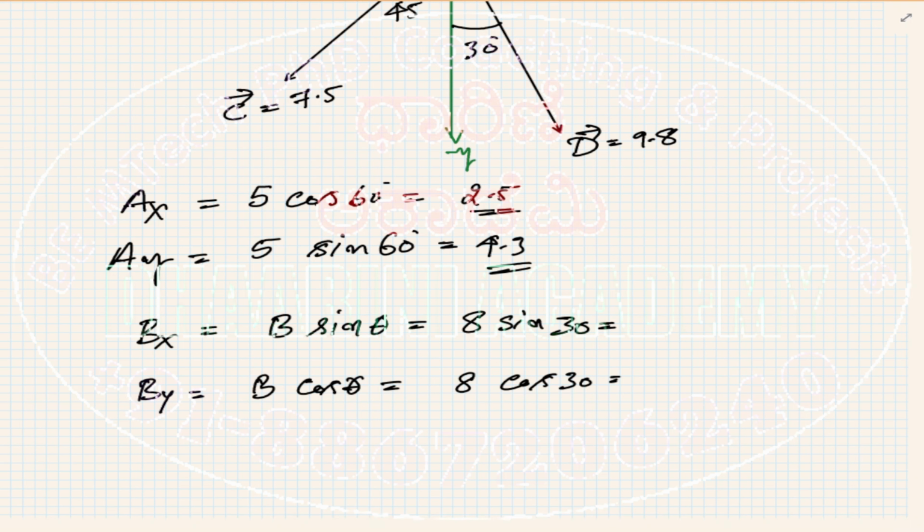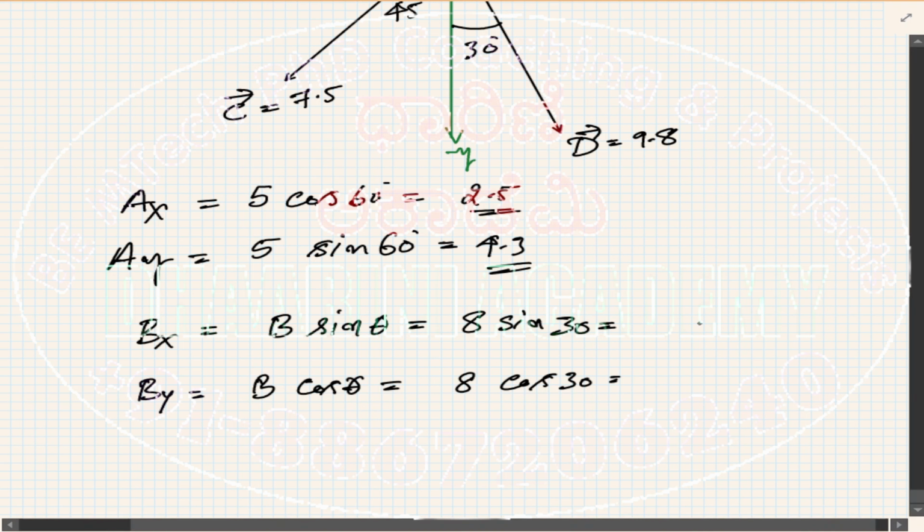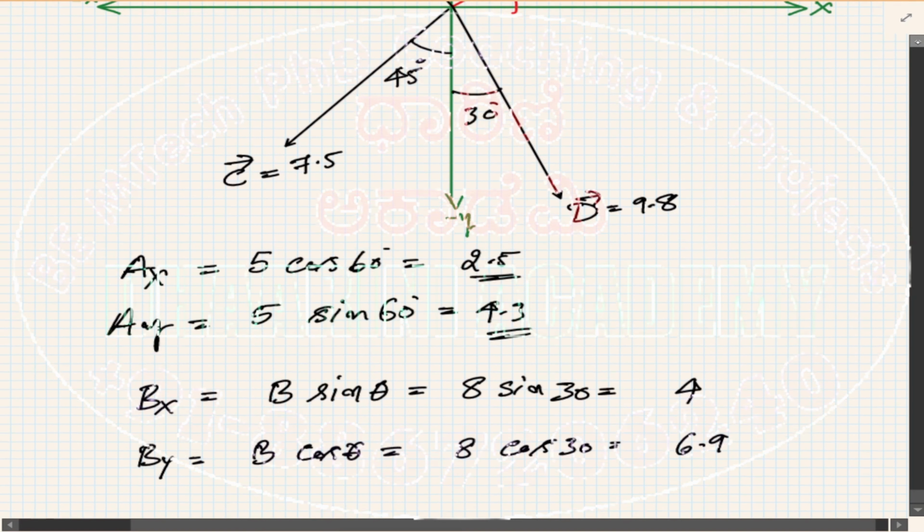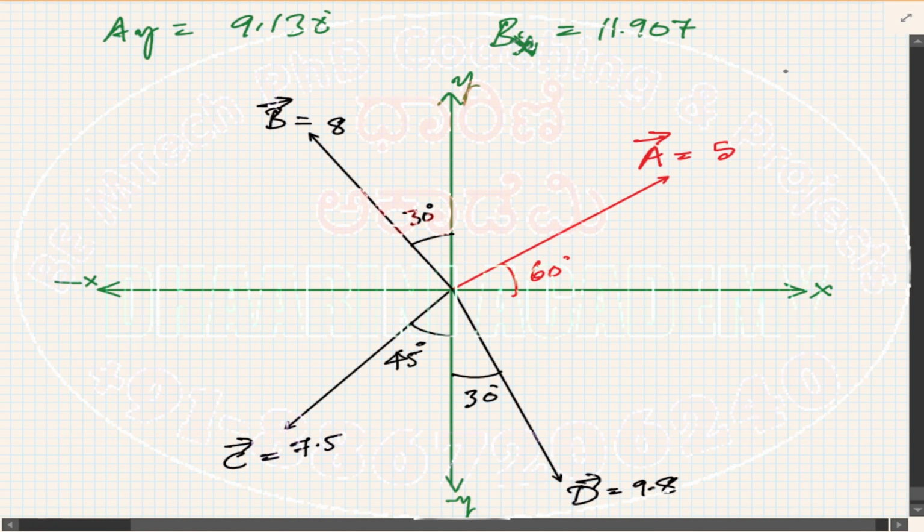So find the values. bx is equal to 4 and by equals 6.9. Now coming to the sign. Actually, the sign comes for every resolution. You resolved a into ax and ay. We have to write a sign, but both are positive, so we never worried about that.